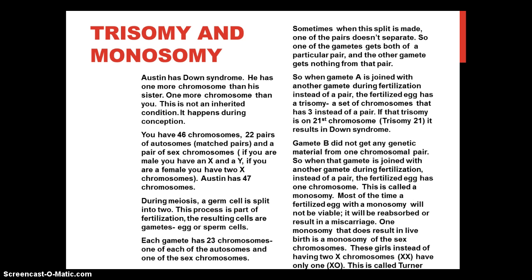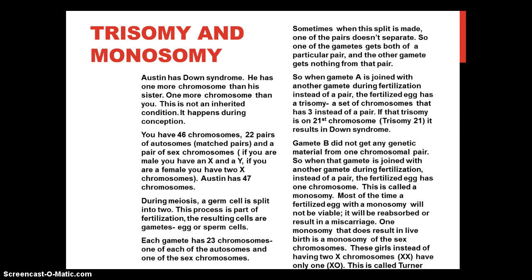The way it works is you have 46 chromosomes, 22 pairs of autosomes, and a pair of sex chromosomes. During meiosis, the germ cell is split into two, and each gamete has 23 chromosomes. Sometimes when this split is made, one of the pairs doesn't separate, and so they get both of one pair and nothing from the other pair. And that's what I explained to you before.